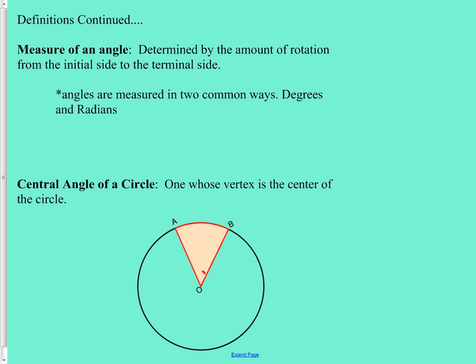This angle right here is called the central angle of a circle. Okay? It's on the inside there, that's the central angle. The one whose vertex is the center of the circle. All right, we're going to do a lot with central angles.